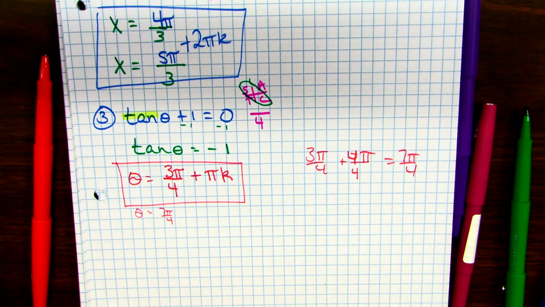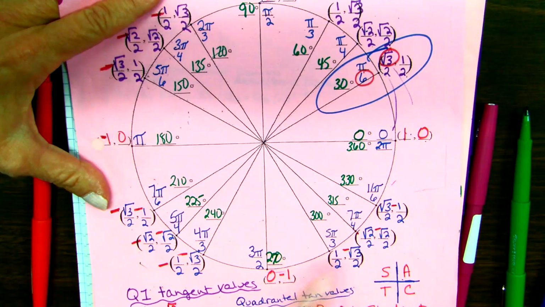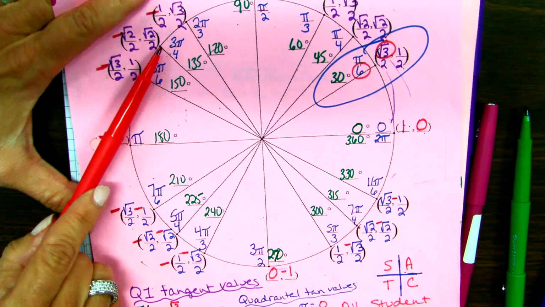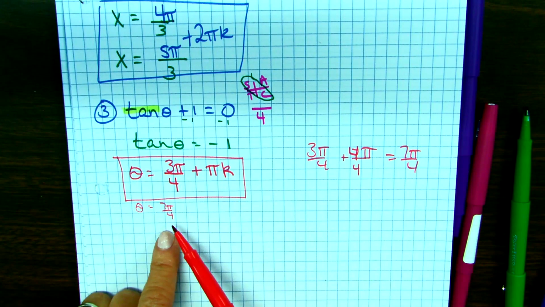Because remember, the unit circle is 2 pi for a full circle. Half is a pi, 1 pi. So if I'm at 3 pi over 4, 1 pi is right here at 7 pi over 4. So technically, you don't need to list the second answer.